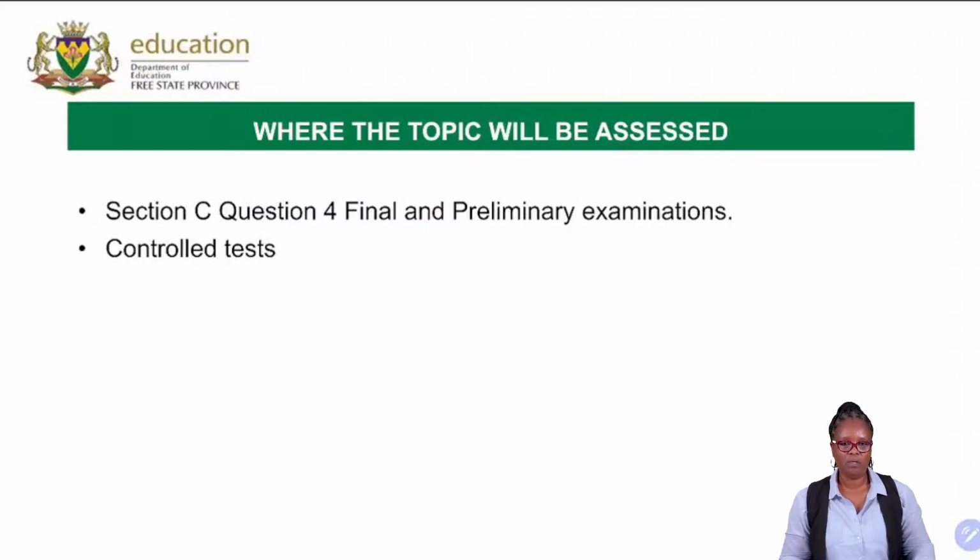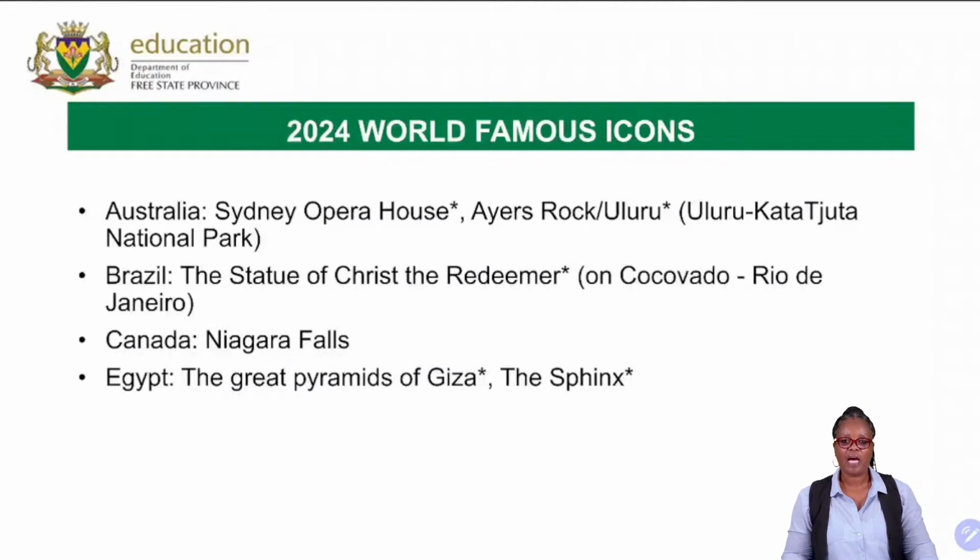You will find it when you get your question papers. You will find this section, section C, question 4, in your final and preliminary question papers of examination. You will also be assessed on your control test, so be careful of this. That section C, question 4, is where you will be dealing with the icons.